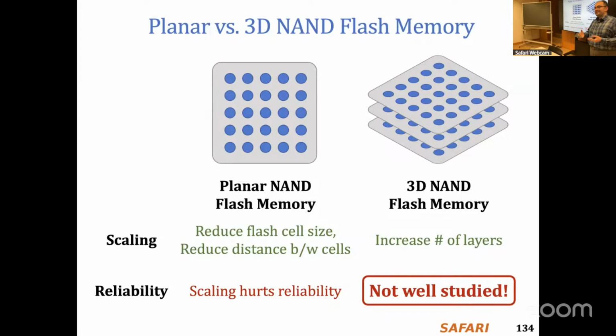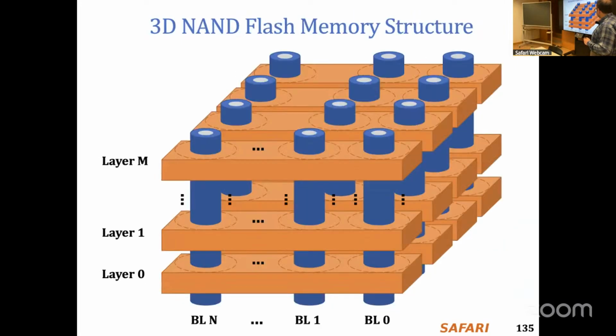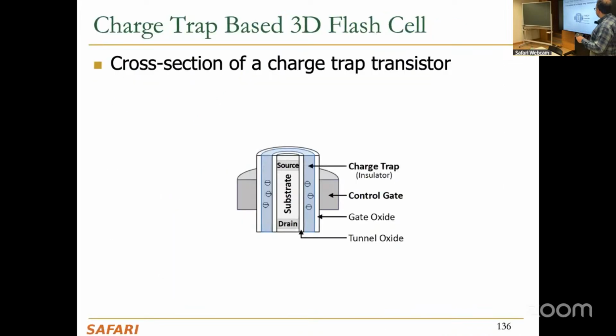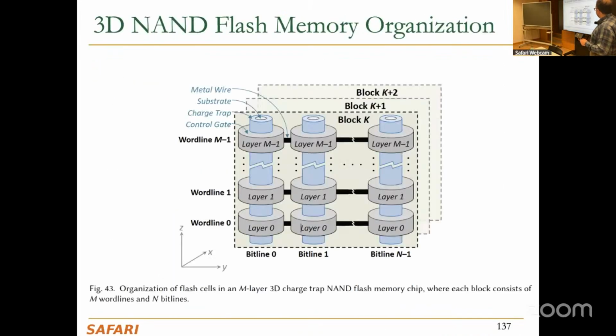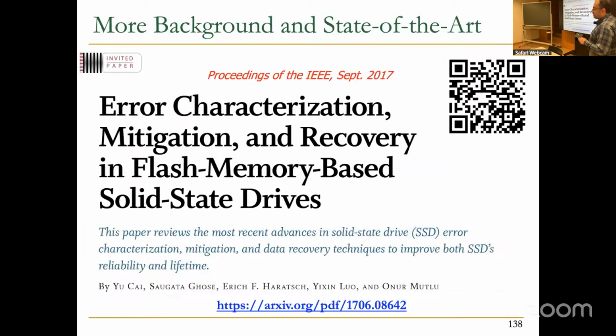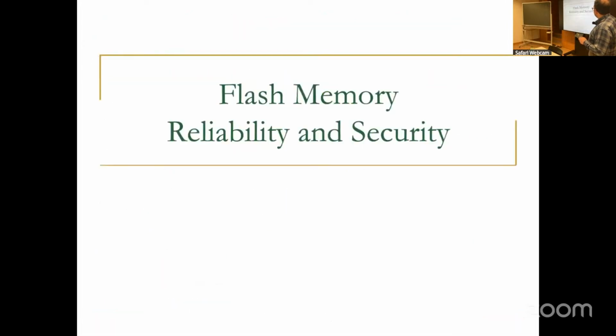But again, you can guess it. As we wanted to have more density, then even for 3D NAND flash memory, they had to make the cells smaller and smaller. And now we have different issues, which can actually be severe in some cases. So this is the structure of 3D NAND flash memory. I'm not going into detail of it because the part that I'm going to talk about today is not related to 3D flash memory. But you can check the backup slides if you're interested.